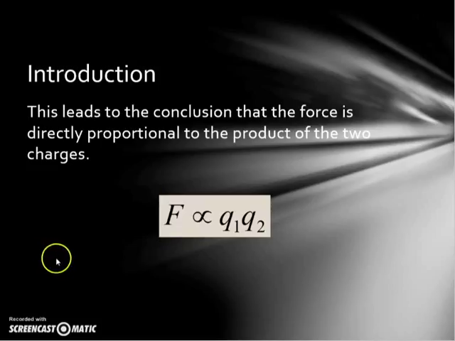Now, if we put all of these together, we can say that the force is directly proportional, so same, to the product, multiply, of the two charges. So if we have Q1 times Q2, that's going to mean we've got our force. So if Q1 times Q2 is big, we're going to have a big force. If Q1 times Q2 is small, we're going to have a small force. So basically the size of the charges reflects the size of the force that's going to happen between them.